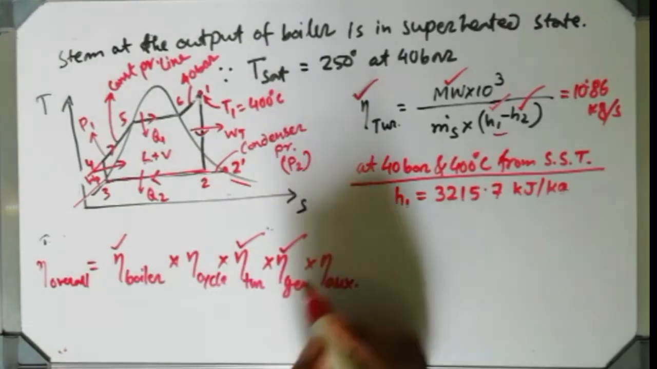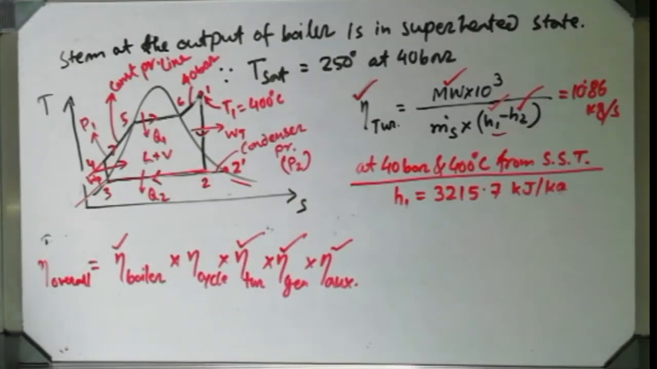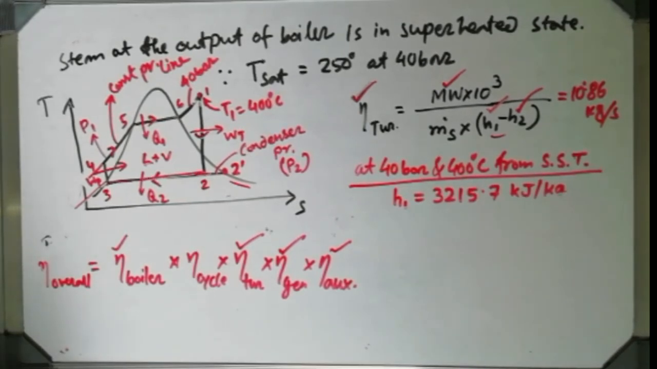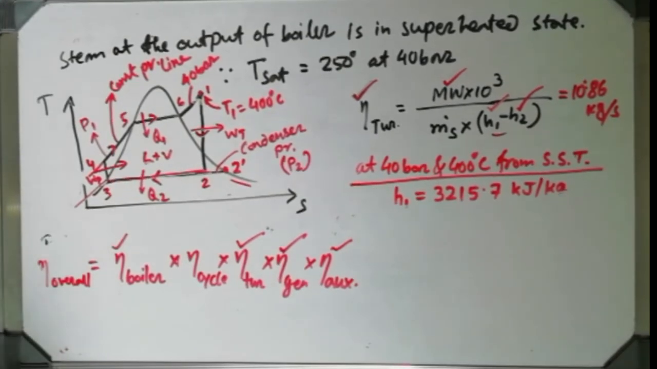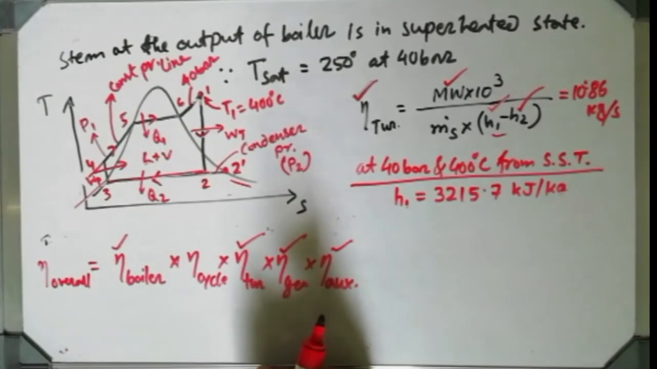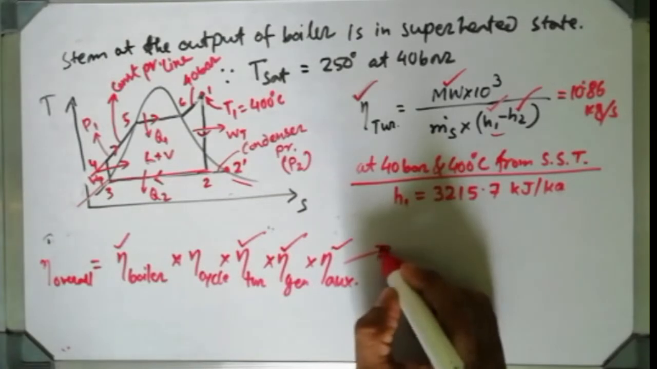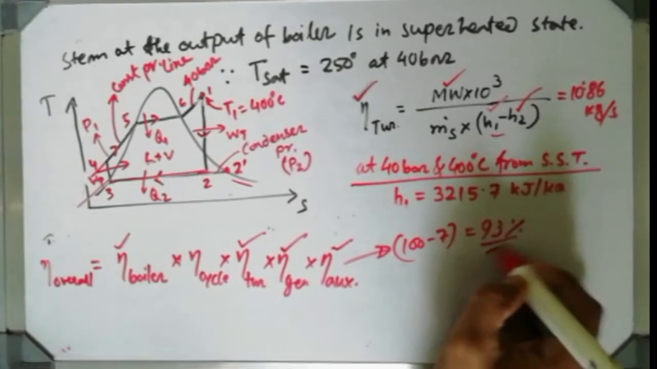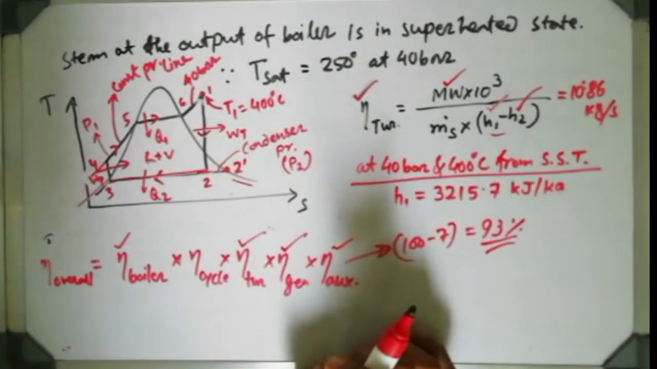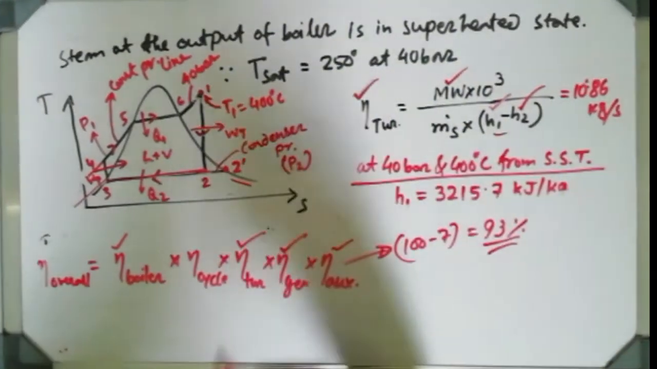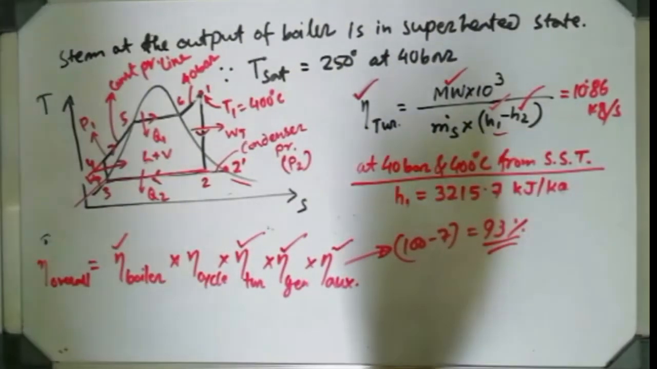and eta auxiliary is given in a somewhat different manner. See, what is given? Yes, auxiliaries consume 7% of the output. What does this mean? If 7% is consumed, then the eta auxiliary will be 100 minus 7, that is 93%, isn't it? Because 7% is consumed by all those devices like pulverizer, conveyor, ESP. They have consumed 7% of the generation.